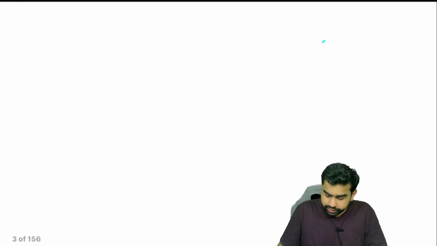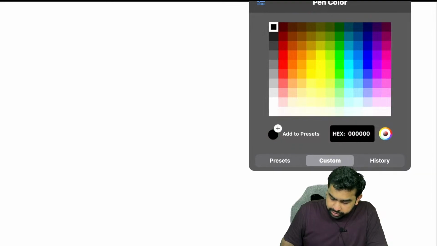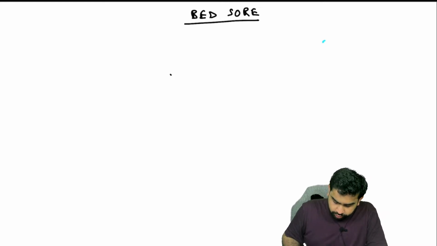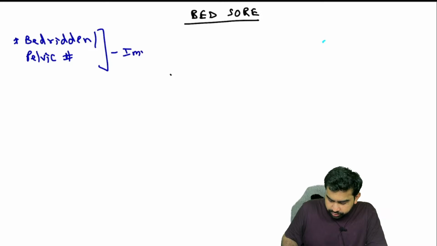So we'll discuss the bed sore in a bit more detail. What do you understand by bed sore? Bed sore is basically a trophic ulcer. Let's say there is a patient who is bedridden, or a patient who has undergone a pelvic fracture. In other words, anything which is causing chronic immobilization of an individual.